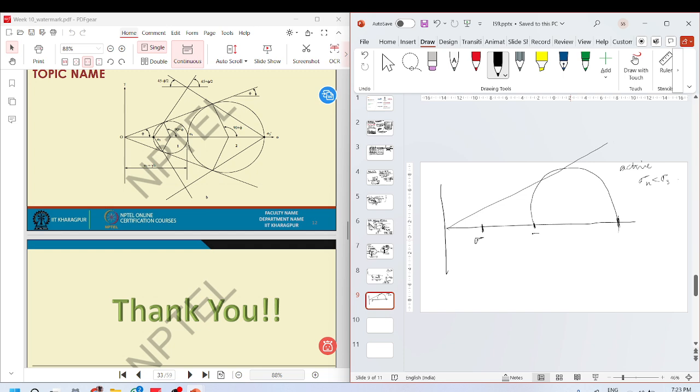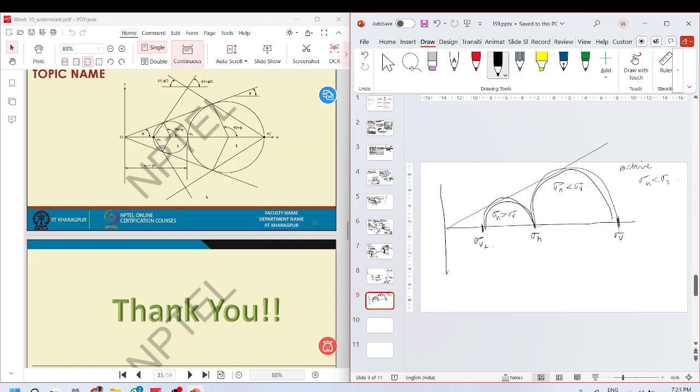Let's call this sigma h, sigma v. So in this case, your sigma h is less than your sigma v, and in this case, your sigma h is greater than your sigma v. This will be the case for your passive pressure. This will be the case for your active pressure. But this is not what I wanted to mention.